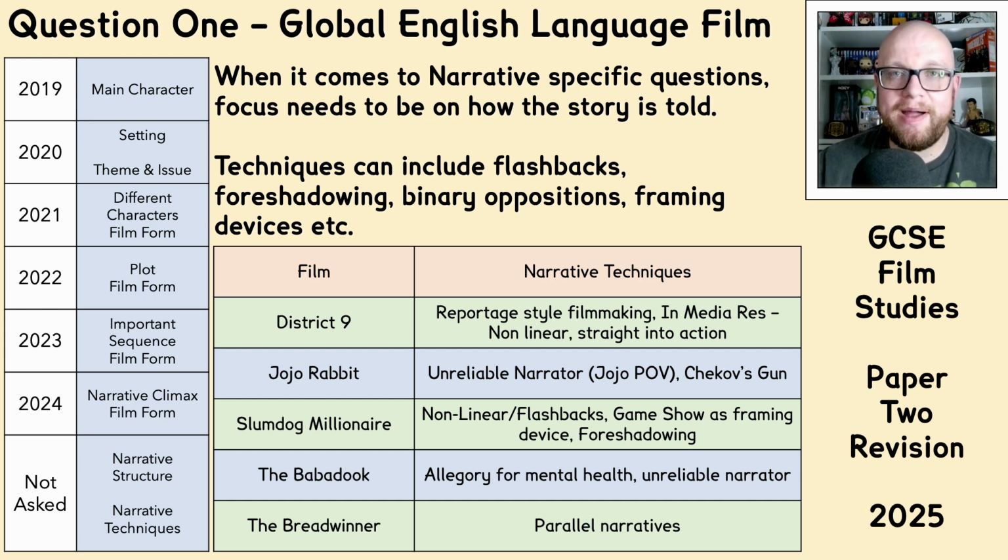If you look at something like the Babadook, it's an allegory for mental health. Again, you have that unreliable narrator, but with this one, it's more to do with her mental health struggles. And obviously the Babadook is a literal black shadow and a black creature that's just lurking around. Very similar to what Marvel did recently in Thunderbolts with Sentry. So that's quite an interesting one to look at. And then with The Breadwinner, there's a lot of parallel narratives going on there.